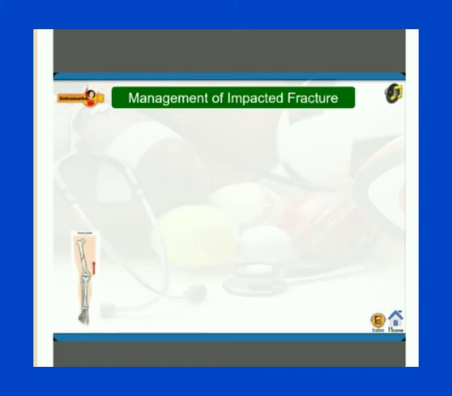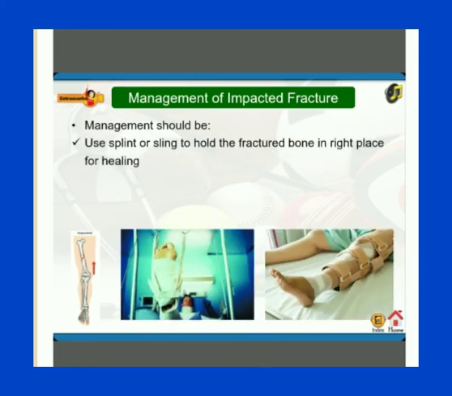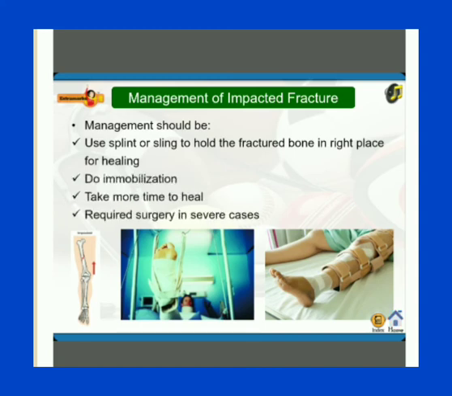For this kind of fracture, management should be: use a splint or sling to hold the fractured bone in the right place for healing. Do immobilization. It takes more time to heal. Surgery is required in severe cases.